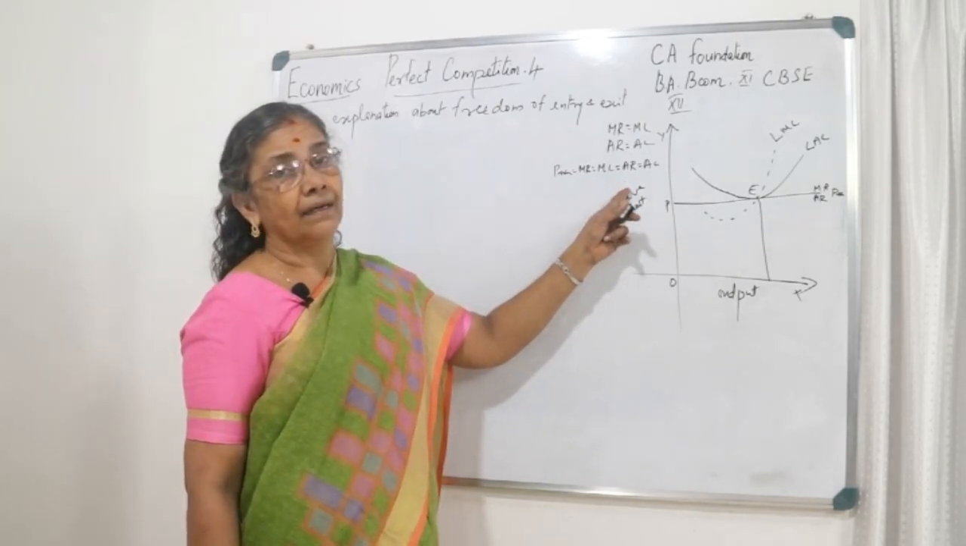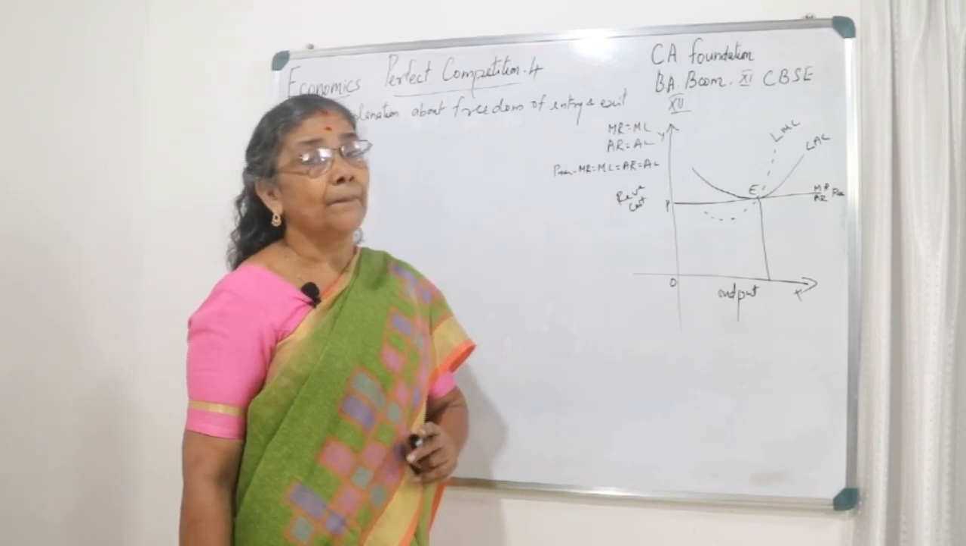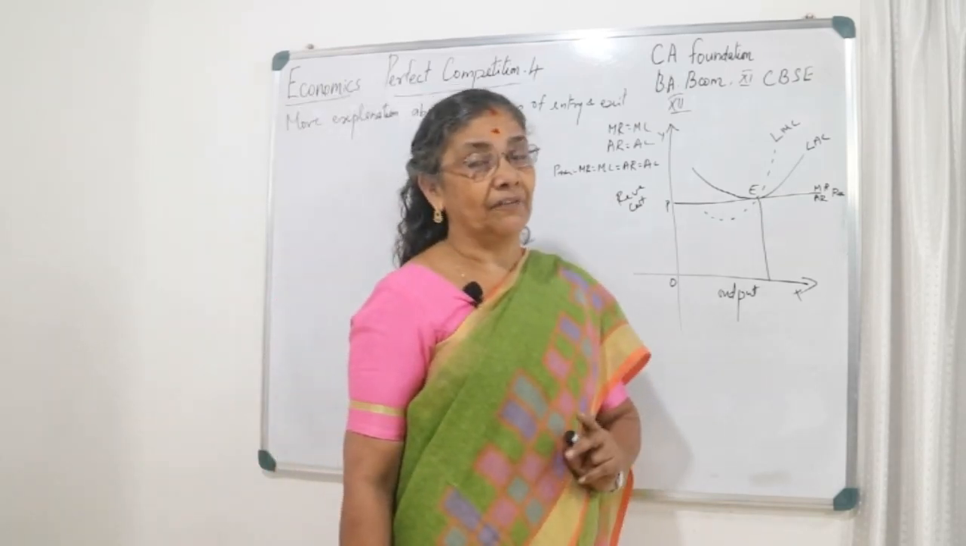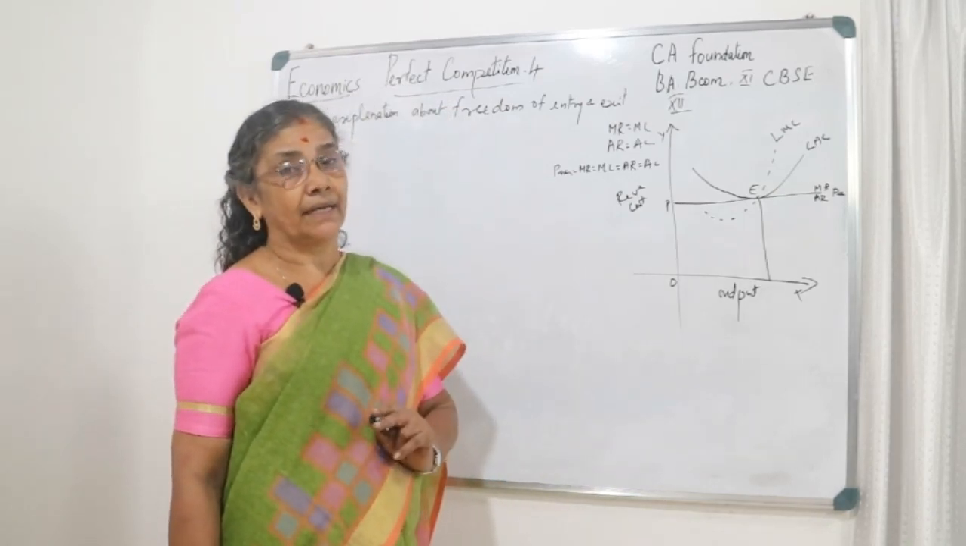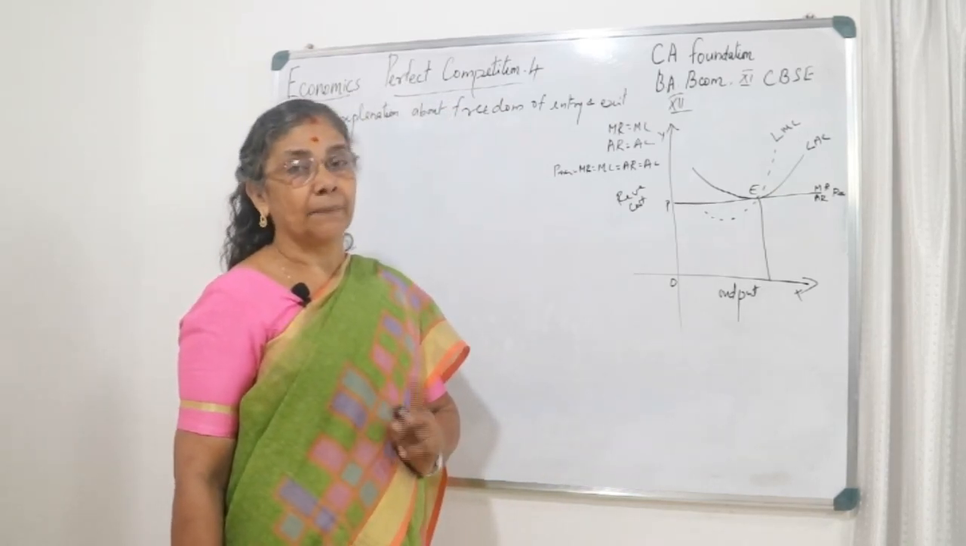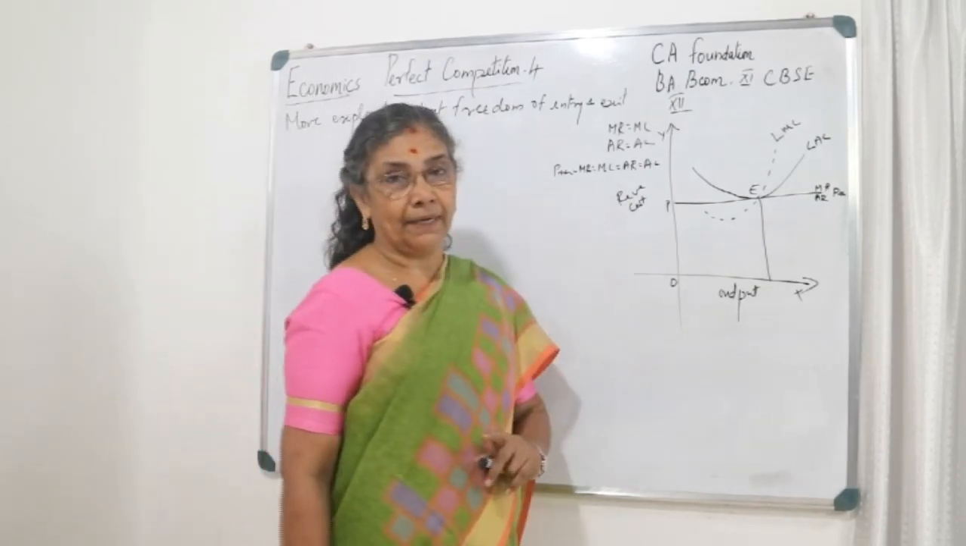We have learned this when we studied the shape of the AR curve and the features of perfect competition. We have seen AR is always equal, all units are sold at the same price. That is, the price is equal to AR and AR is equal to MR. And this is a long run equilibrium.